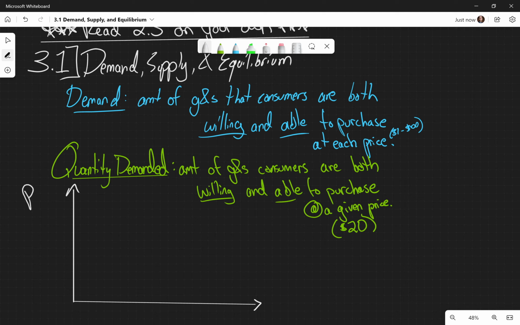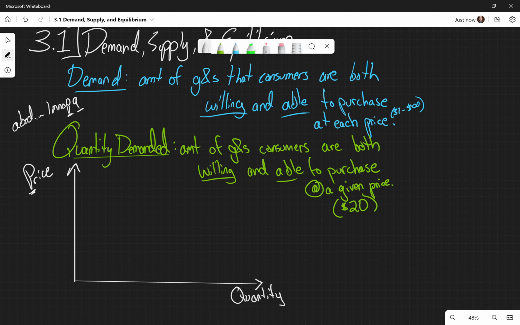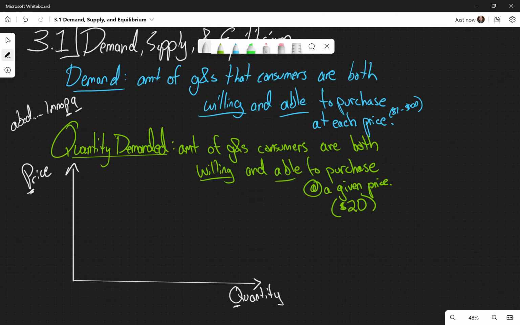The price is always going to go on the y-axis, and the quantity is always going to go on the x-axis. And the way that I remember this is I use the mnemonic of the alphabet song, right? A, B, C, D, E, F, G, H, I, J, K, L, M, N, O, P, Q, right? So the P comes before the Q, just like this price comes before this quantity if we're looking at it left to right. So that's the mnemonic that I use and teach students in order to remember where to actually put the price and the quantity on these graphs.